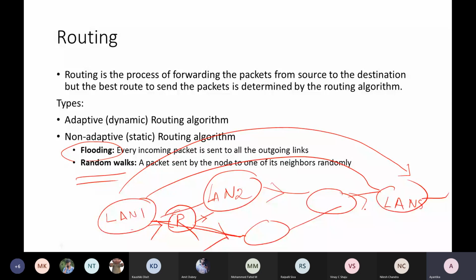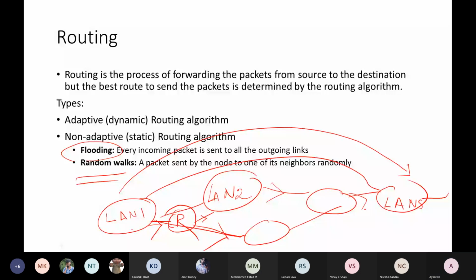In spite of the fact that we do not consider this type of non-adaptive routing in a larger way, and mostly we follow dynamic adaptive routing, we will see that whenever we design any dynamic routing, as a part of this dynamic routing concept, somehow we will be using this type of flooding or static routing concept also.